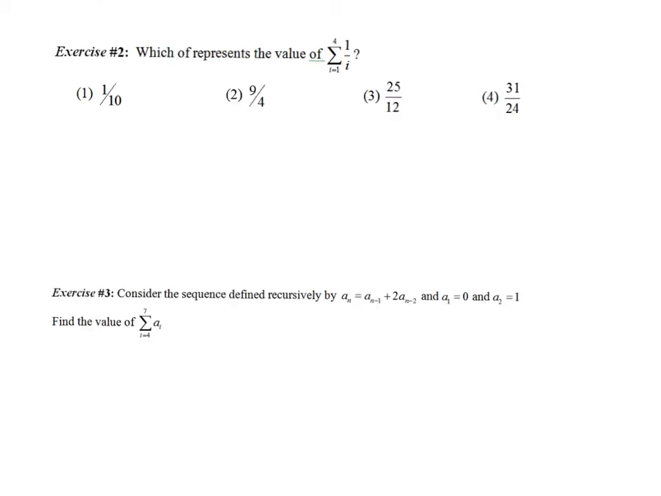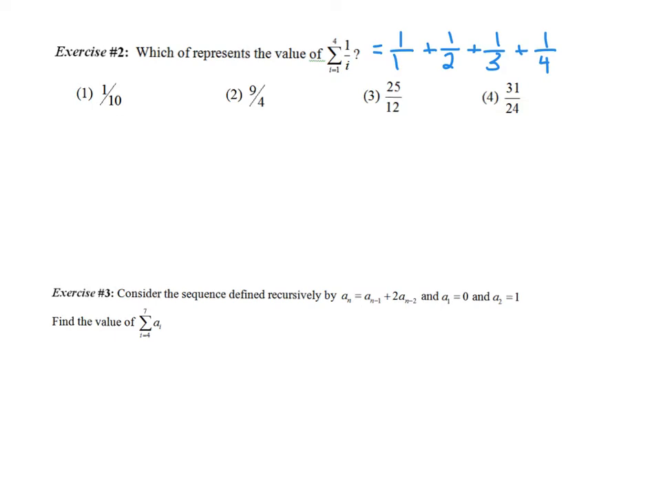Let's try exercise number 2. Which of the following represents the value of the sigma from i equals 1 to 4 of 1 over i? So I'm going to substitute all of those values for i in, so I'll have 1 over 1 plus, then i becomes 2, so 1 over 2, then i becomes 3, so 1 over 3, plus 1 over 4. And sigma is always going to mean to add together, so I'm going to total those together.